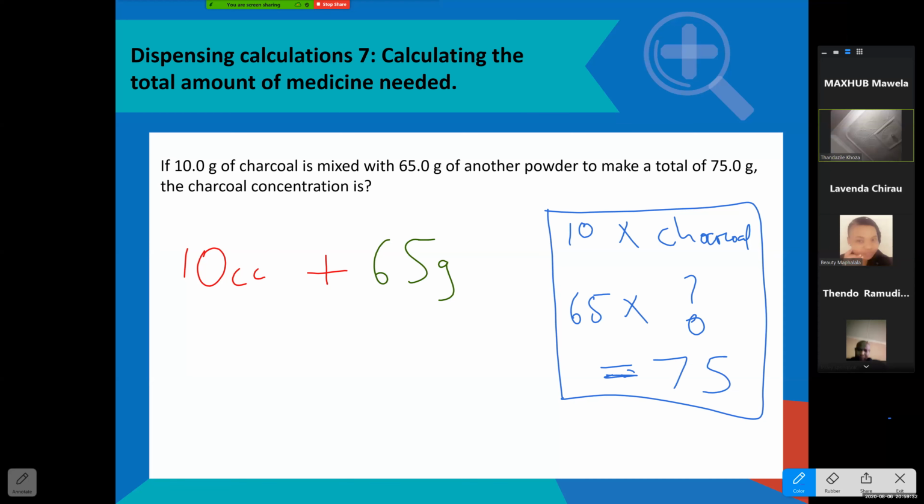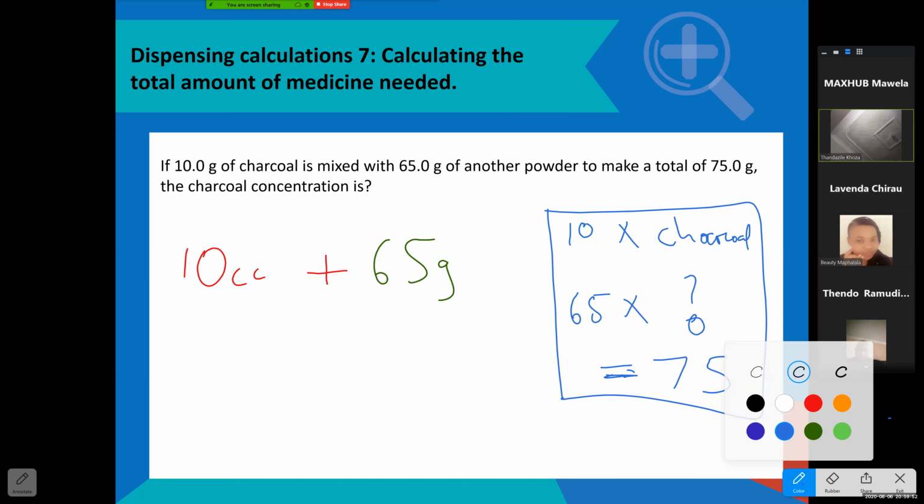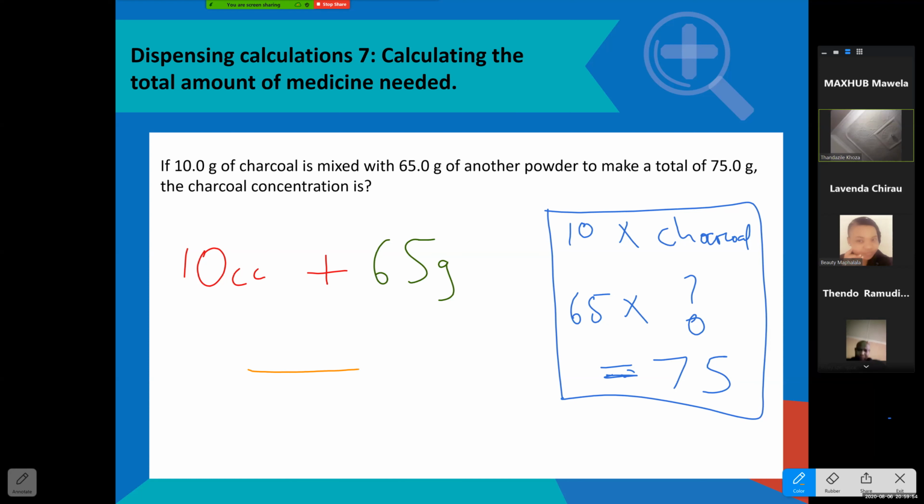Now the question is simple. If you look at it, it doesn't even cause you a headache anymore. All they're asking you is, in this class, what percentage of its contents are made up of charcoal? That is all they're asking you. How will you work it out? The class itself has 75 students. However, we want to know what percentage is contributed by charcoal, and you multiply by 100. What is your answer?